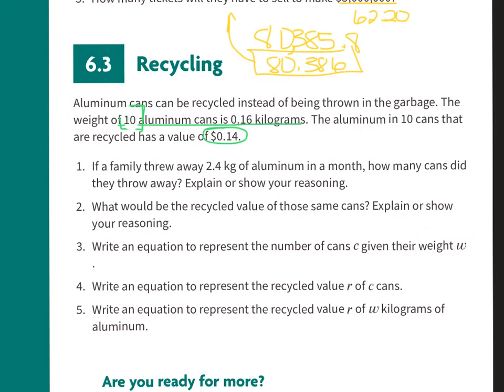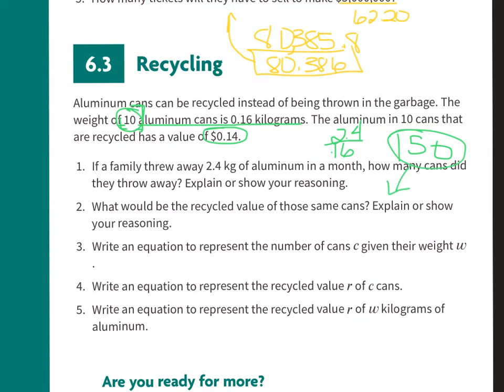So, if a family threw away 2.4 kilograms of aluminum, how many cans did they throw away? Well, we know that 10 cans weigh 0.16. So what I'm going to do is go 2.4 divided by 0.16. So 2.4 divided by 0.16 gives me 15, but that's not my answer. That's for a group of 10. So you could think of it, I have 15 groups of 10. So 15 times 10 is 150. So they threw away 150 cans.